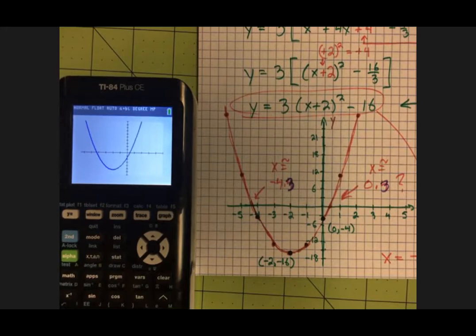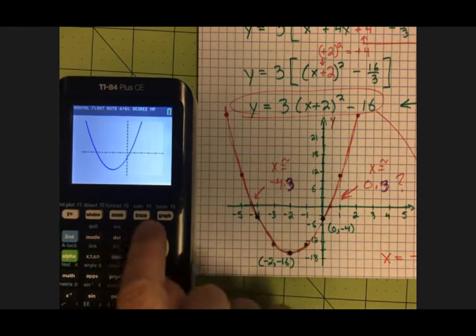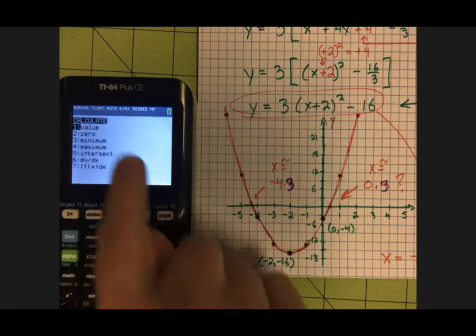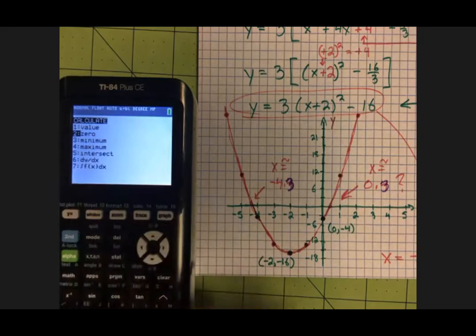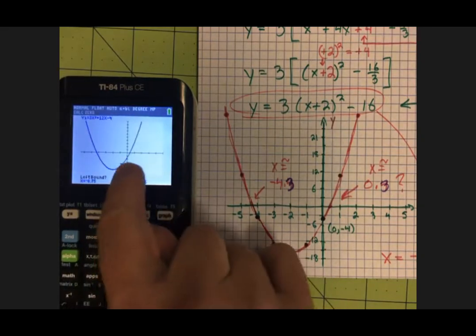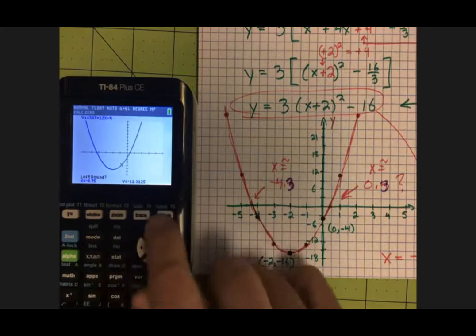There's the parabola, pretty much looking exactly like this one. You want to have some more fun? Look at the calculate button. First row, fourth button, second function, calculate. Let's calculate the 0. Let's calculate where this reaches that axis.